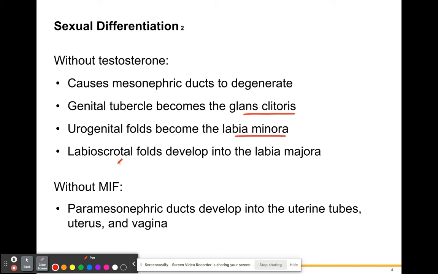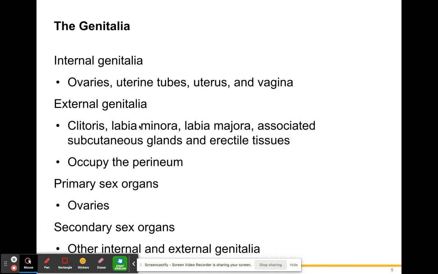The scrotal folds, instead of becoming the scrotum, become the labia majora in the female. Without MIF, these paramesonephric ducts develop into uterine tubes, the uterus, and the vagina. So the lack of these hormones is going to allow female organs to form rather than male reproductive organs.